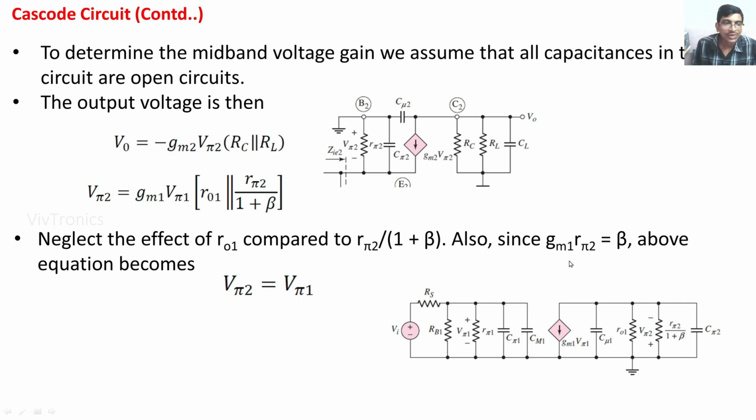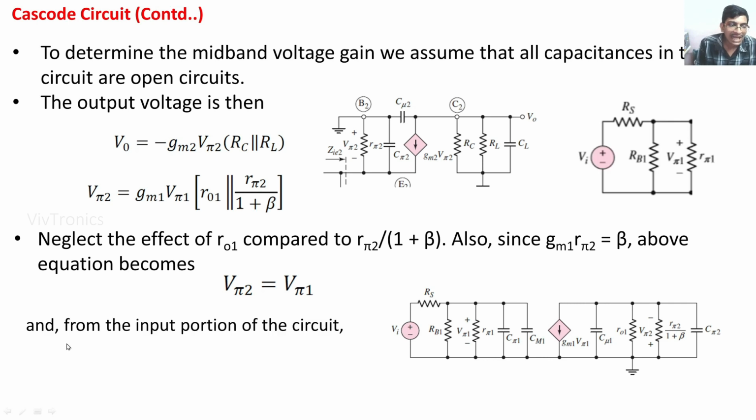Also gm1 into rπ2 is nothing but beta. We know that gm into rπ is beta, and we are assuming gm1 equals gm2 equals gm, and rπ1 and rπ2 equal rπ. Then the above equation can be written as vπ2 is equal to vπ1. Here we are neglecting the R01 resistance, and gm1 into rπ2 can be given as beta divided by 1 plus beta. The 1 is very small, so we can neglect it, so beta by beta will get cancelled, and we will have only vπ2 on the left hand side and vπ1 on the right hand side.